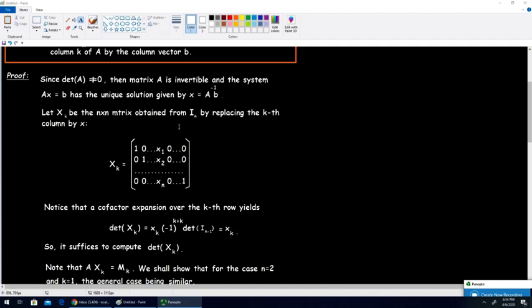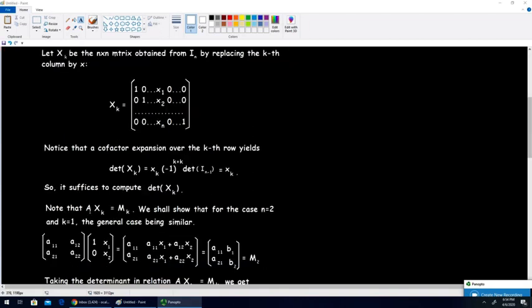Now the way we shall compute the determinant of this matrix is to start from the following relation. A times Xk is equal to Mk. This relation is not very straightforward, so I'm going to show you how that works in the particular case n equals 2 and k equals 1, the general case being similar, but a lot more laborious. So when n is equal to 2, we have a 2 by 2 matrix, and k is equal to 1. So in that case, I'm interested in multiplying the matrix A, which is A11, A12, and so on, by the matrix X. Actually, I consider k equal to 2 here.